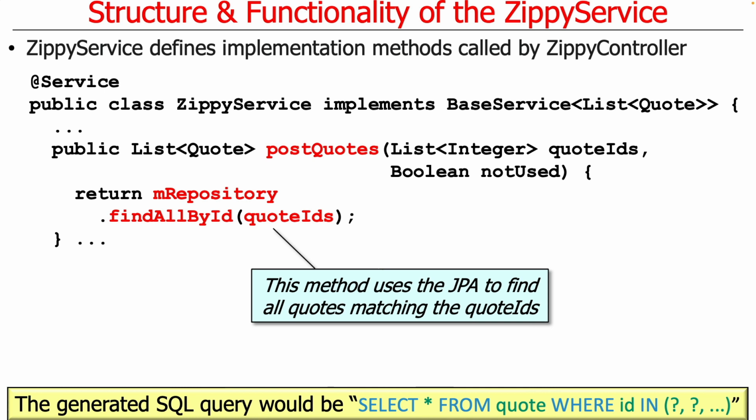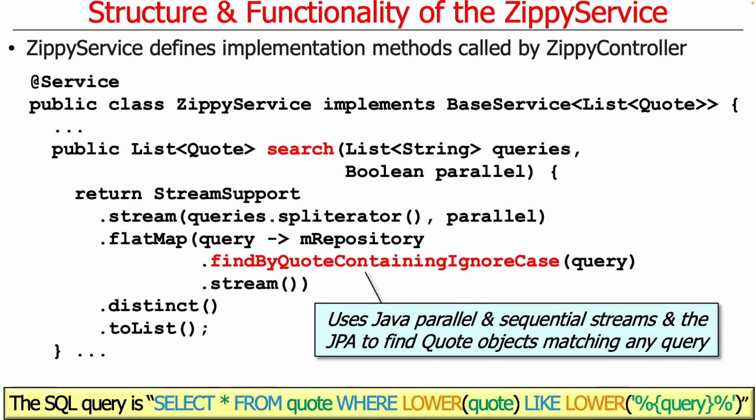The postQuotes method takes a list of quote IDs and a Boolean, which we ignore here, and it calls the findAllById method, which is also automatically generated by the JPA repository. And here's what the query looks like: select everything from the quote table where the ID field is in, and then these question marks correspond to each of the integers that are part of the quote IDs list. So that's what gets generated automatically there, which is pretty cool.